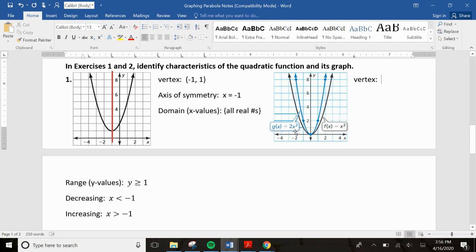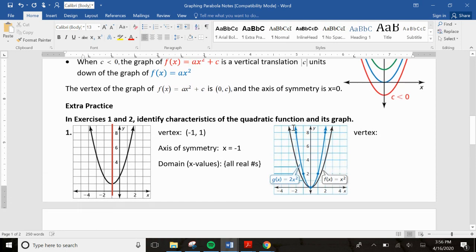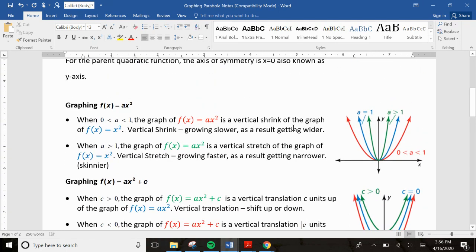If you notice, this blue graph is g of x equals 2x squared, and this parent function is f of x equals x squared. Here, this blue graph is skinnier, right? It's narrower, also known as a vertical stretch, because a is greater than 1, which we talked about above. And it's kind of opposite. Let's actually go back to that for a second. It's opposite of what you would think.